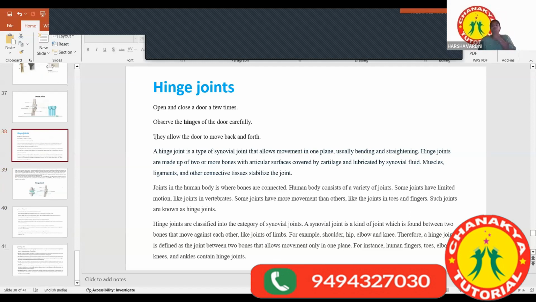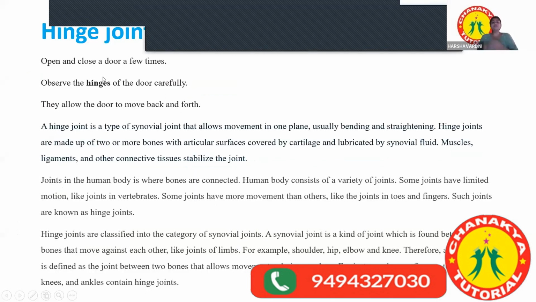Okay, now we'll go to hinge joint. So what is a hinge joint? Open and close the door a few times. Observe the hinges of the door carefully. What are hinges? Have you seen the hinges of the doors? Yes, Neha, can you tell me what are hinges? I'm talking not about hinge joints, but hinges of the doors.